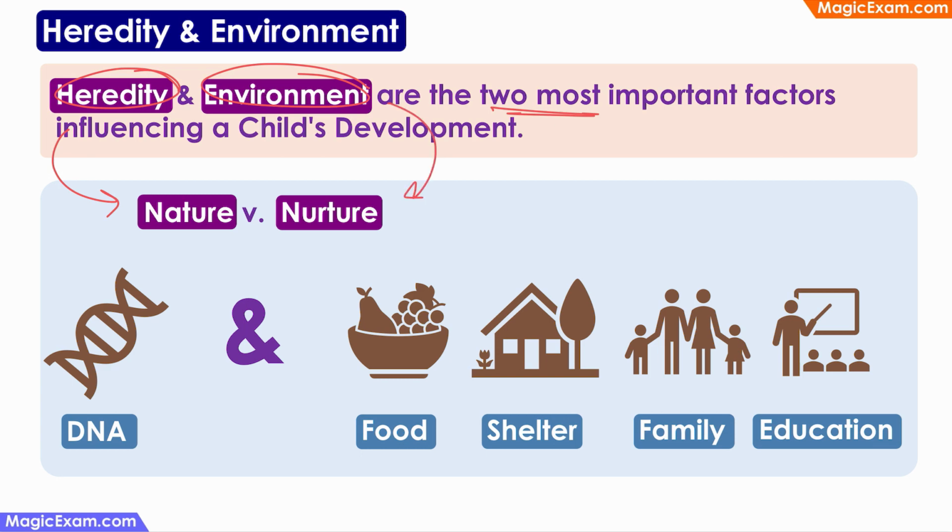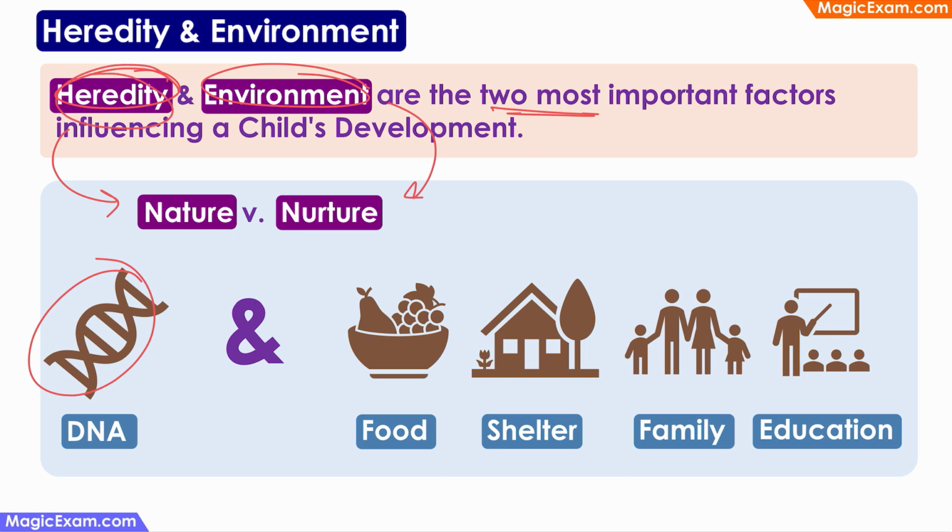So heredity are all those attributes that we inherit from our parents through our genes or through our DNA. So these might be physical attributes like what can be my possible height, what will be my bone structure, what will be my color of the eyes. So most of the physical attributes are affected by hereditary factors.